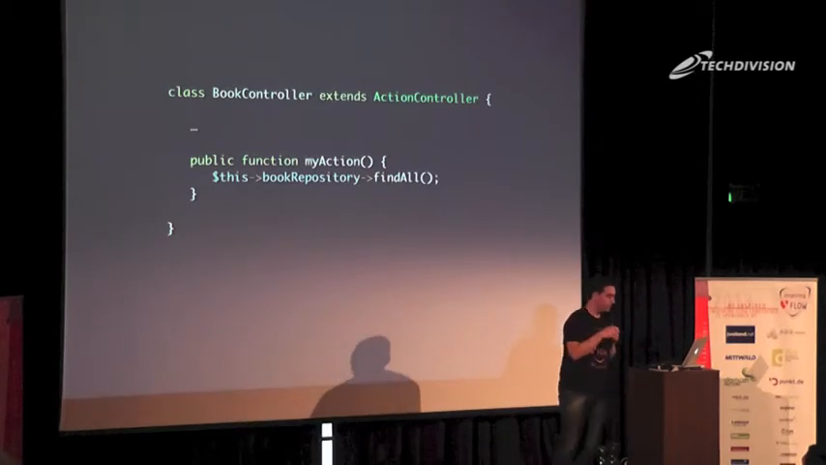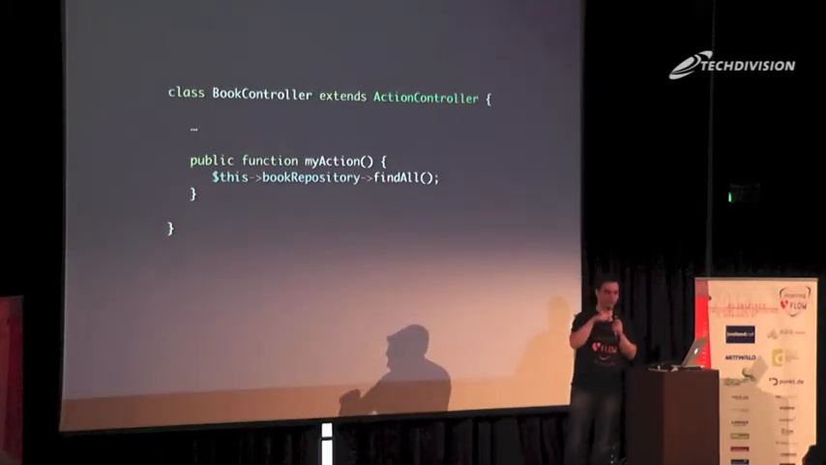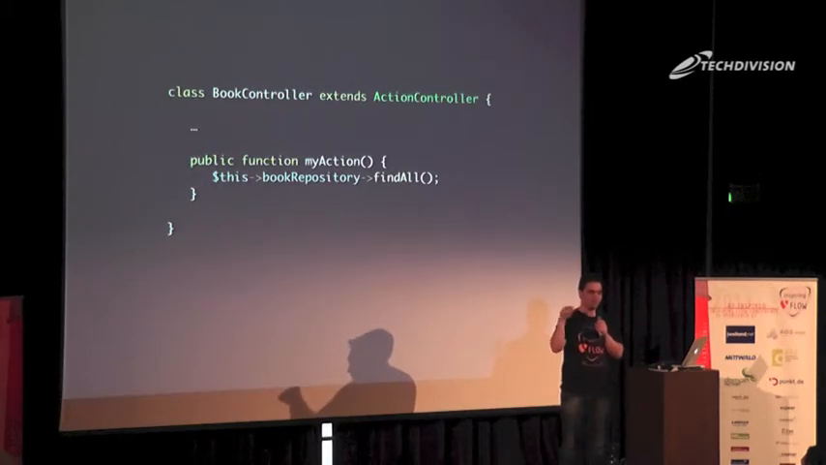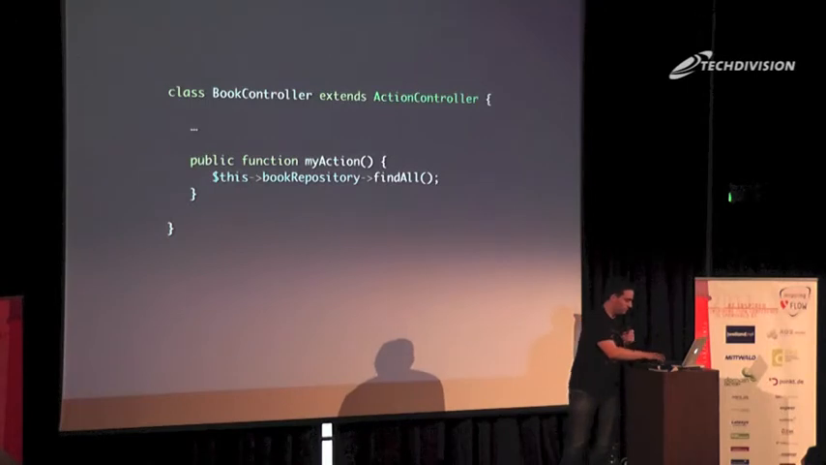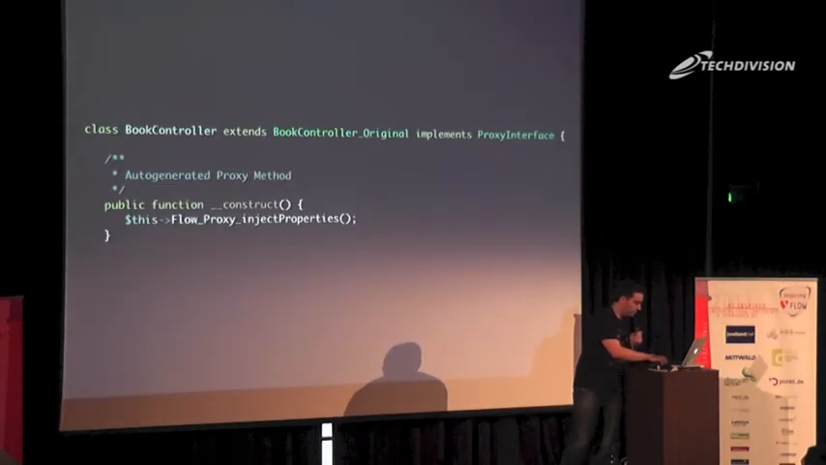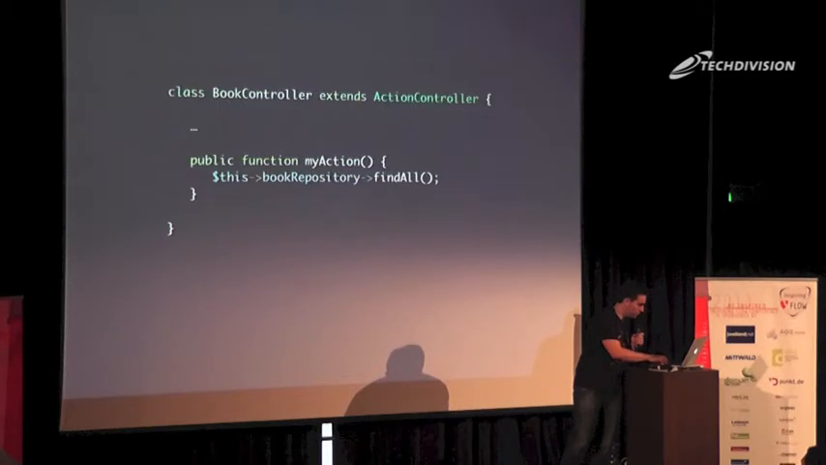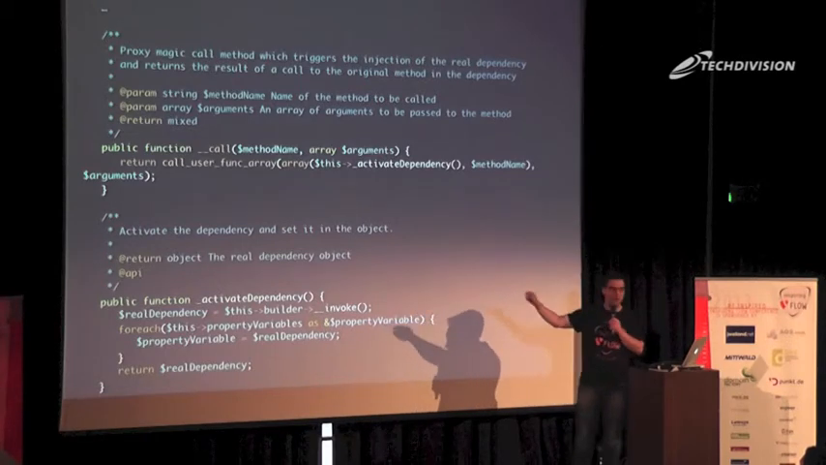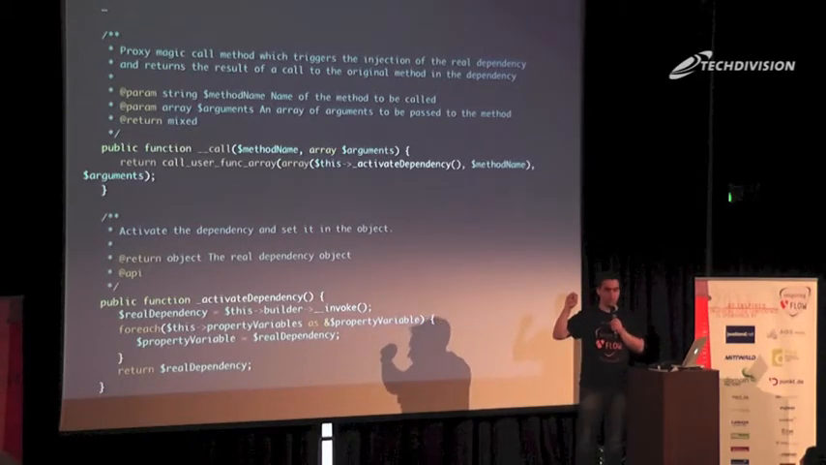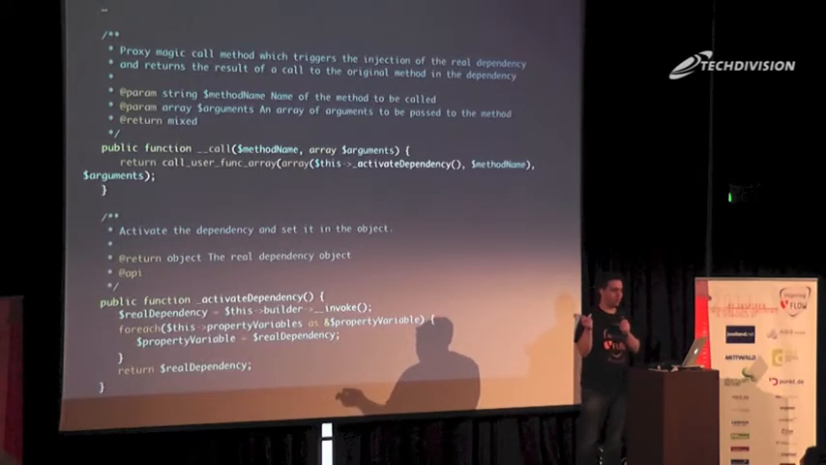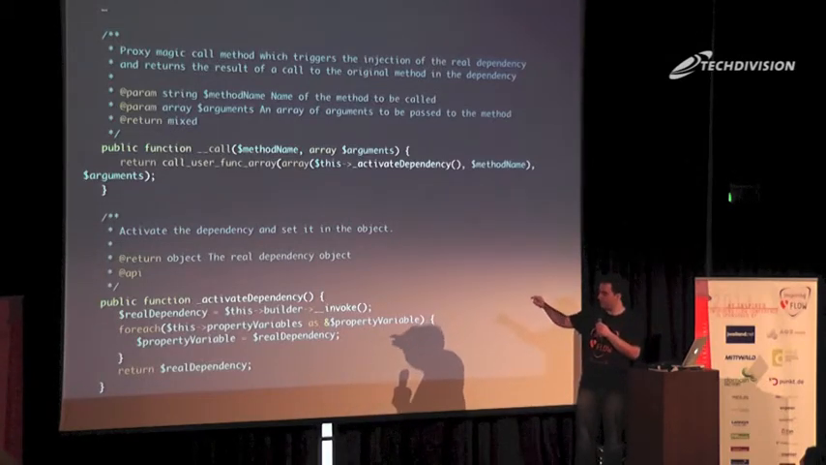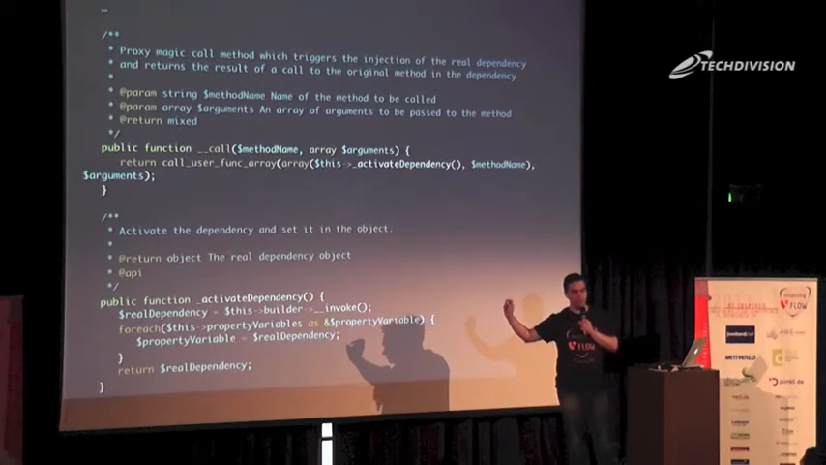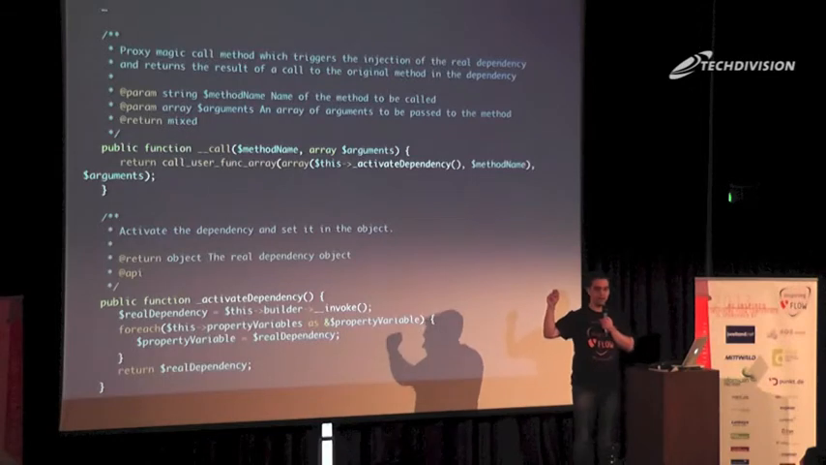And you have a few ways what you can do. So you can check if this book repository is an instance of dependency proxy, then you know, okay, this is still a proxy. And you can call the underscore activate dependency, where was it? Here. The activate dependency method. That's public API and you're allowed to call it. So with that you can activate a dependency without actually calling a method on it. And there's another useful public API method which is called underscore get class name.